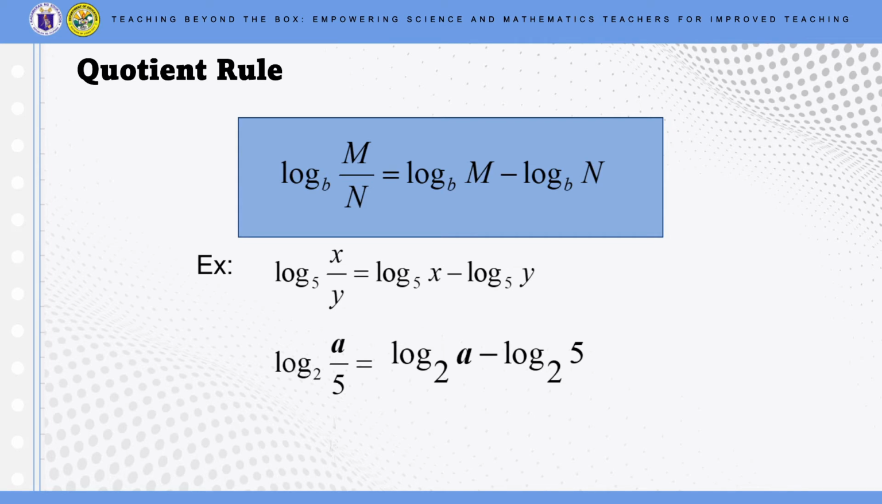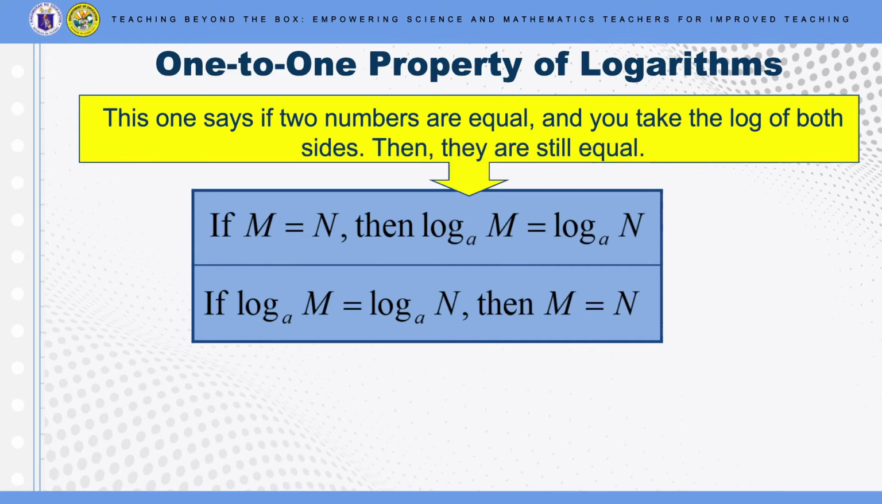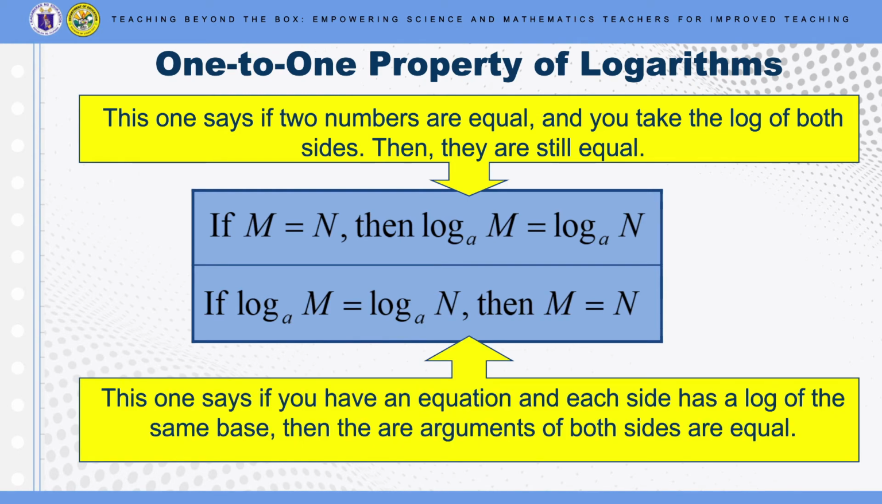One-to-one property of logarithms. If m equals n, then the logarithm of m base a is equal to the logarithm of n base a. If the logarithm of m base a is equal to the logarithm of n base a, then m is equal to n. This one says, if two numbers are equal and you take the log of both sides, then they are still equal. This one says, if you have an equation and each side has a log of the same base, then the arguments of both sides are equal.